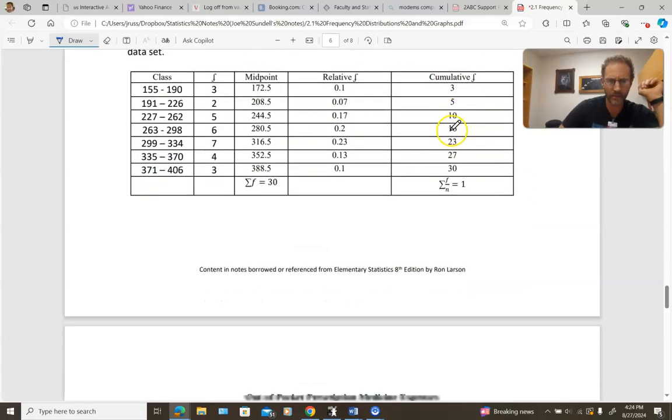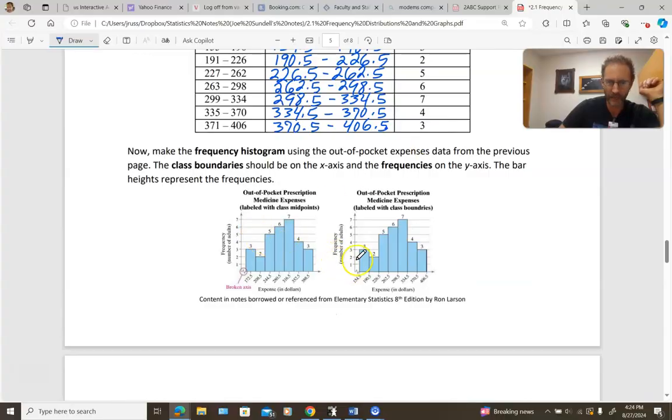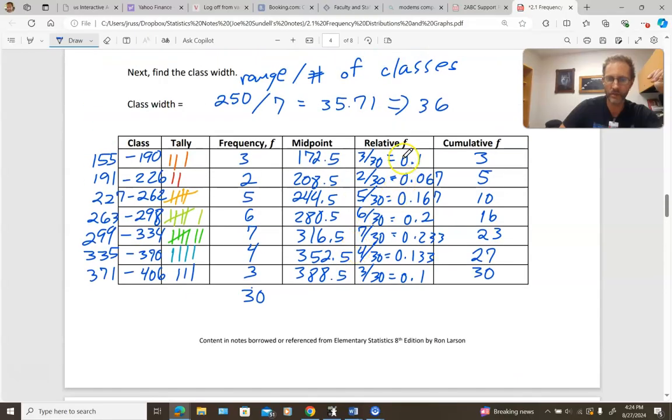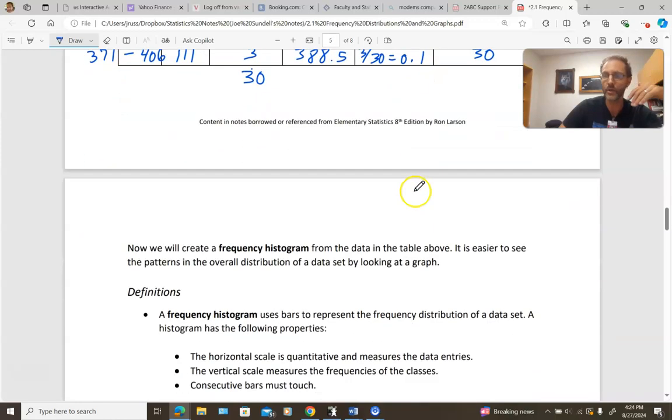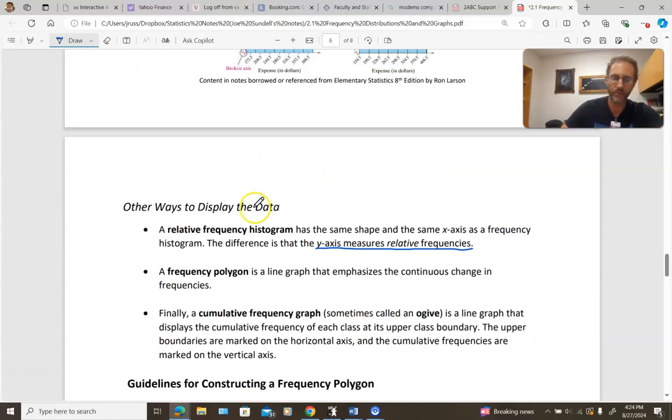I don't have an example, but what would be happening here is the height of each of these bars would be the corresponding relative frequency. So in this first class, that relative frequency was 0.1. And then the height of the second class would be 0.067. Okay? So you'll still get the same shape right here. It's just the y-axis is calibrated differently. That's the only thing with the relative frequency histogram.